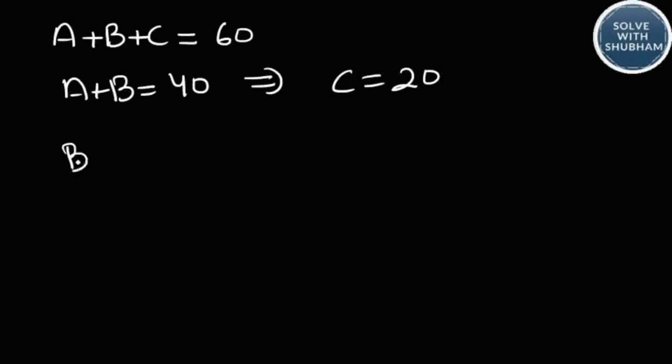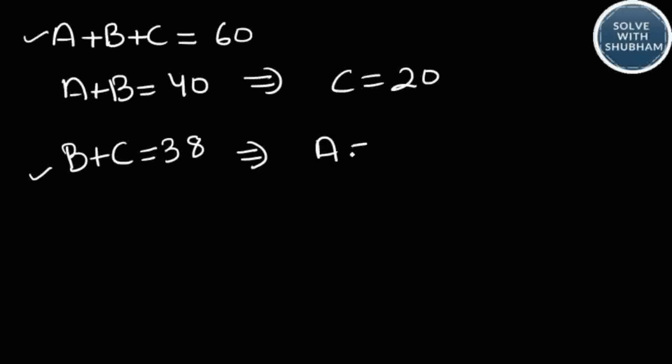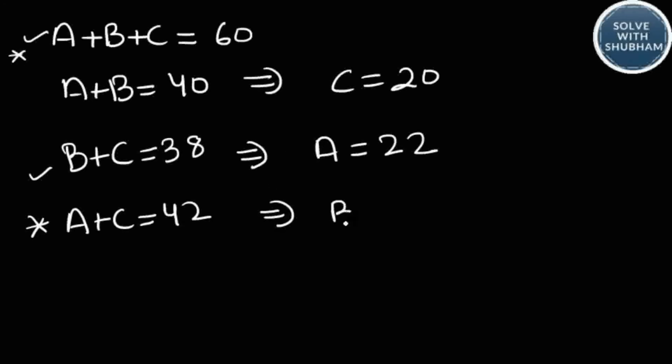Second equation, B plus C is 38. So utilizing the first and this third equation, you would get A as 22. Then you know A plus C is 42. So utilizing this and this, you would get B is equal to 18. So all the 3 ages we have got. Simple. It is just equations and then solving them.